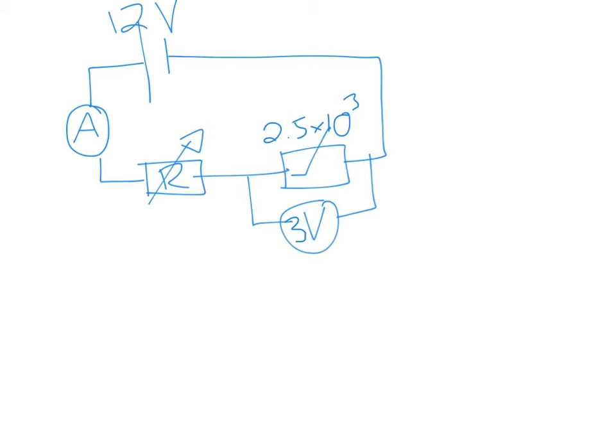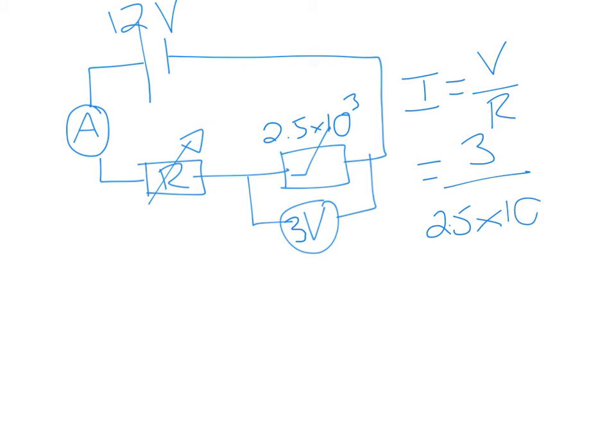Well, the obvious thing we can straight away work out, if you want to do it this way, is the current in this circuit. Because for the thermistor, we know it's got a resistance of 2.5 times 10 to the 3 ohms. We know the voltage across it is 3 volts. So we can say the current is voltage divided by resistance, which is 3 divided by 2.5 times 10 to the 3. So the current in the circuit is 1.2 times 10 to the minus 3 amps. Right? That's not the question.